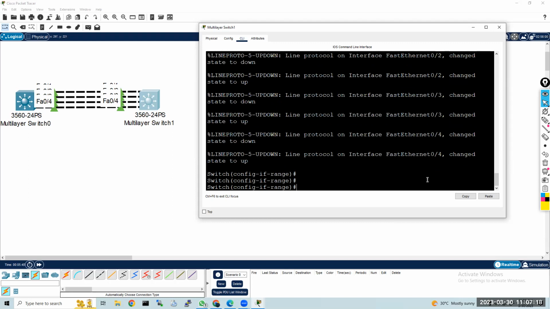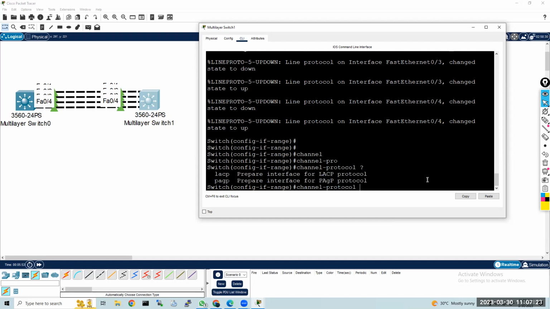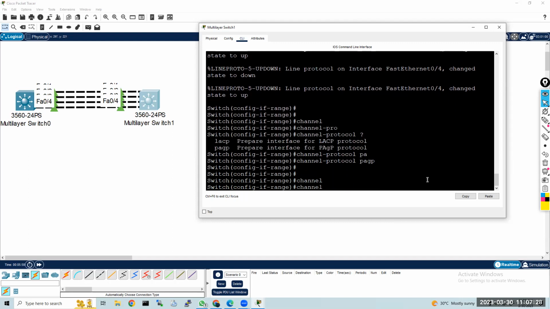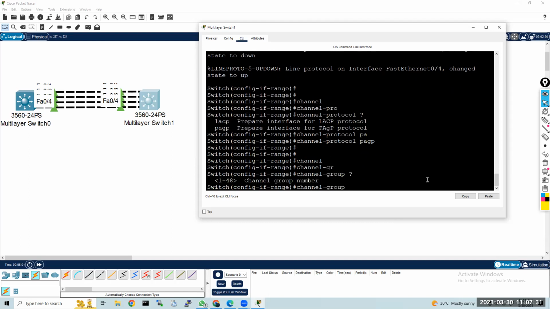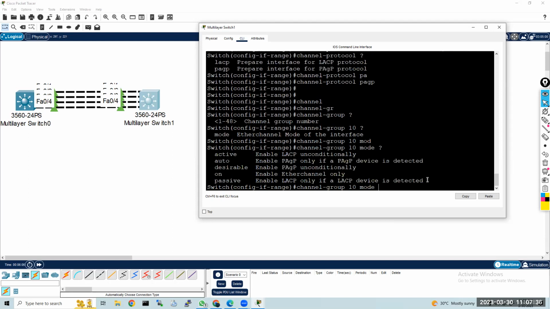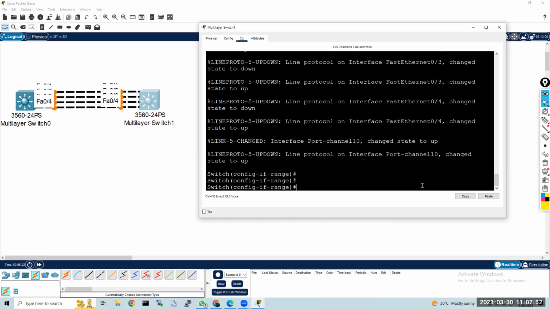Then what should we do now? Channel protocol PAgP. Then channel group 10, since previously we have given 10. Then mode. What will we take this side? Active is for LACP, sorry. Desirable, because on that side we have taken auto. This time we will take desirable. You can see both are coming up now.